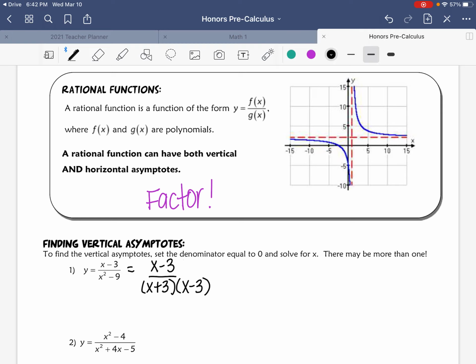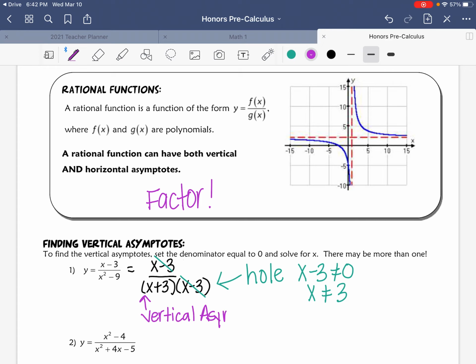So when I'm looking at the denominator, anything that I remove from the denominator, anything I cancel, is a hole. Okay, so think about holes are removable. You're removing that value. So if I look at x minus 3 and I say that can't equal 0, then I know that I have a hole at x equals positive 3. So what about the value that's left over? What is left in the denominator is going to be my vertical asymptote, okay? So whatever you remove is a hole. Whatever is left in the denominator is going to be your vertical asymptote.